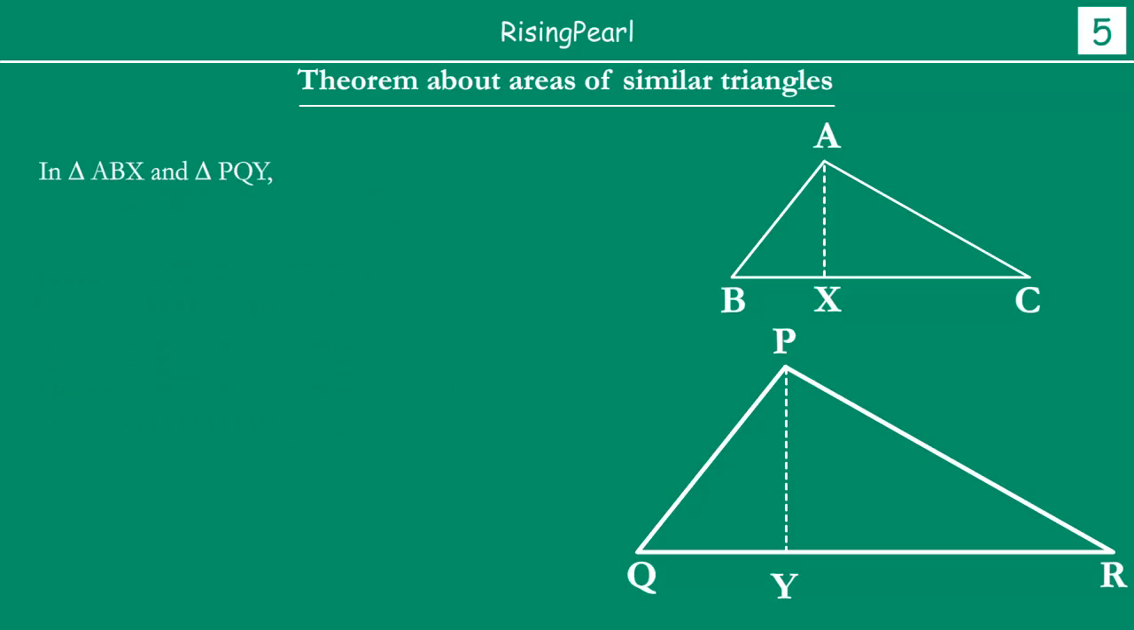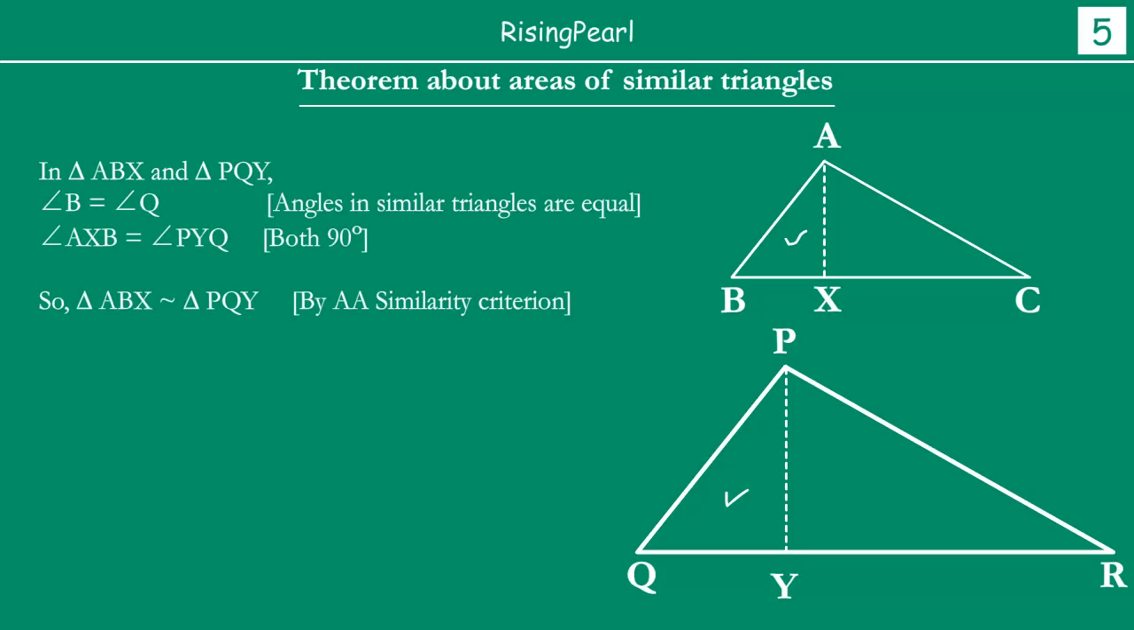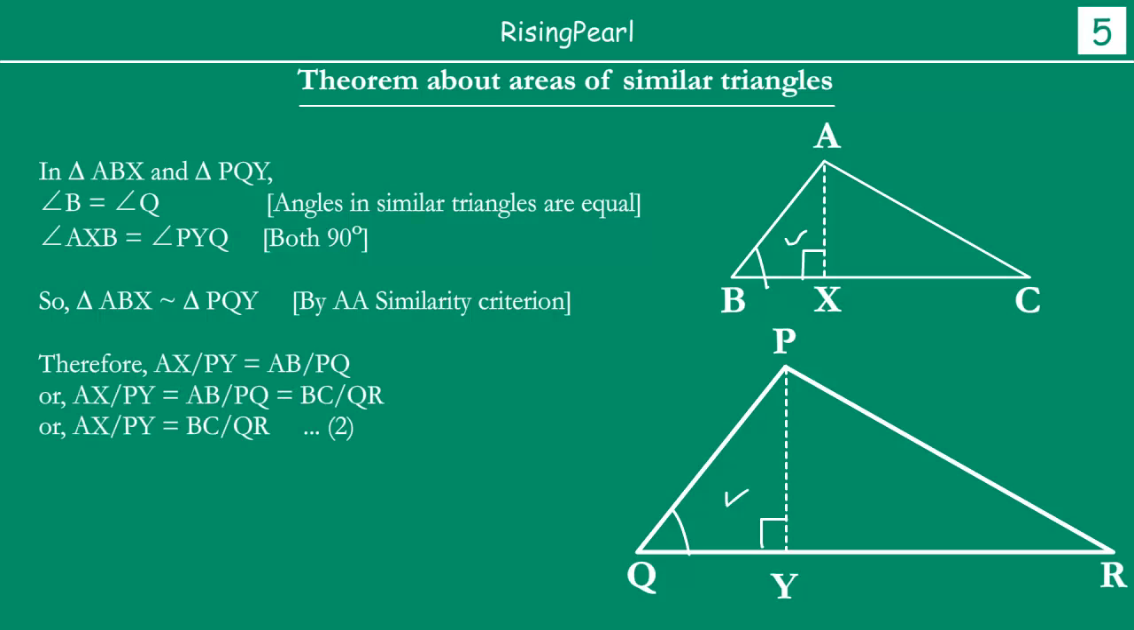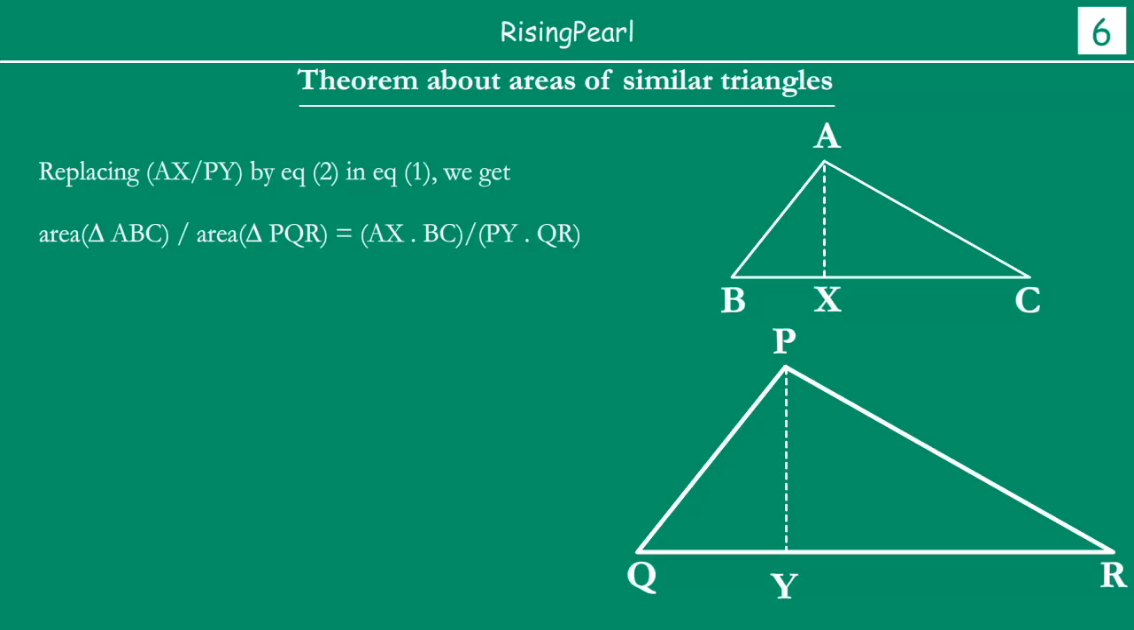Then we closely take a look at the triangles ABX and PQY, and here we find out that angle B is equal to angle Q because angles in similar triangles are equal, and angle AXB equals angle PYQ because both of them are 90 degrees. So these two triangles are similar by the AA similarity rule. Therefore we find out that AX by PY can be written as BC by QR. Now we replace the AX by PY in equation 1 by this. So here we get the ratio of the two areas is equal to BC by QR square.